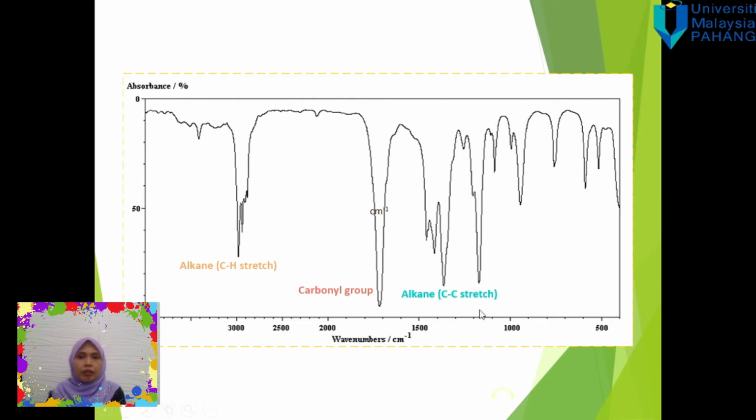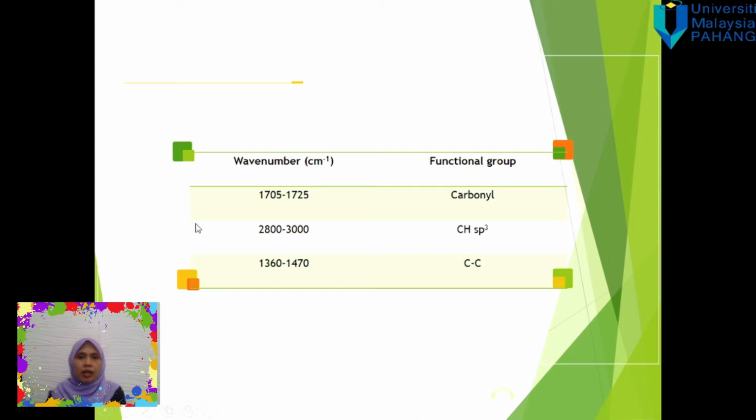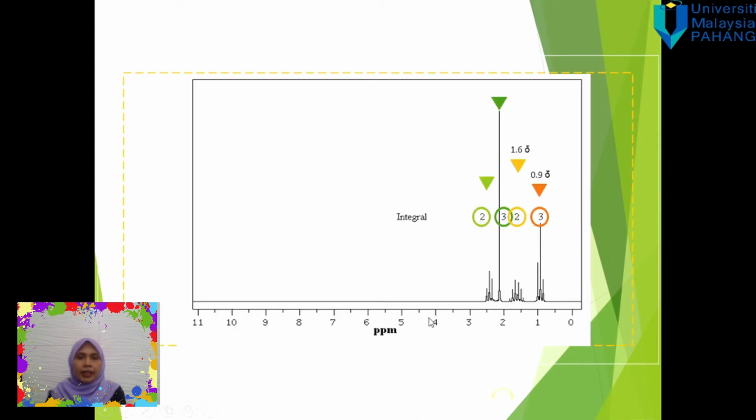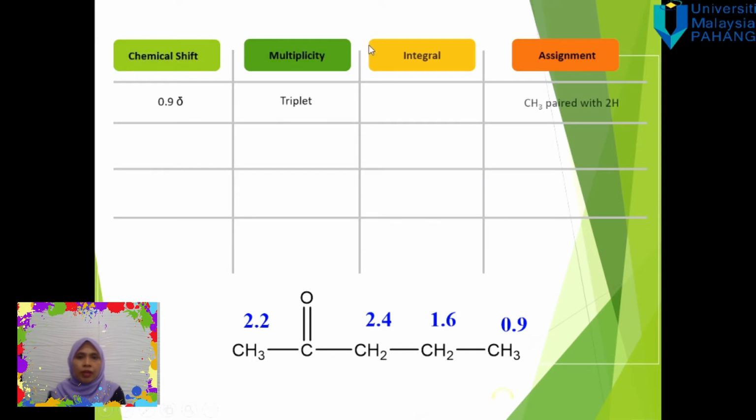Like all organic compounds, we have the CH stretch and CC stretch. And you can write it down in a sentence, or you can make it in a table like this. Next, I will go for the interpretation of the proton NMR. There are 4 signals with different multiplicity and integral. All this data must be put into this table. We have to write down this table, which has 4 columns. Before we go for the assignment, all this data you can get from the NMR spectrum.